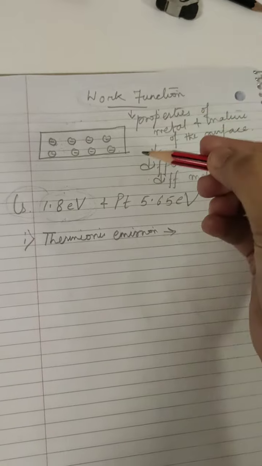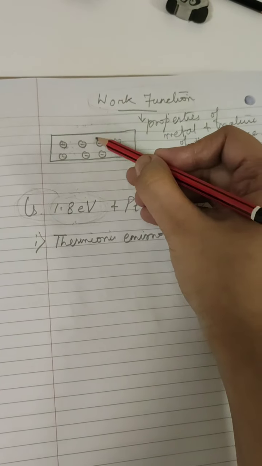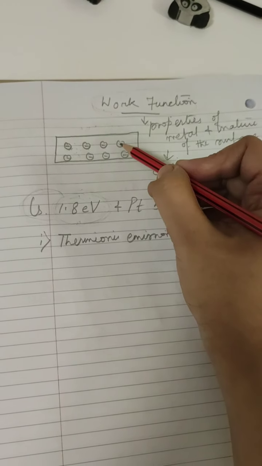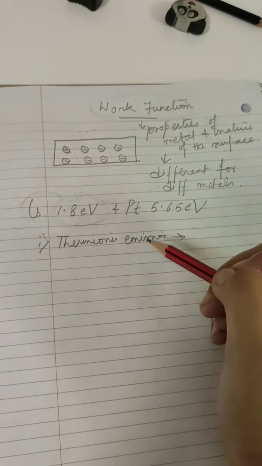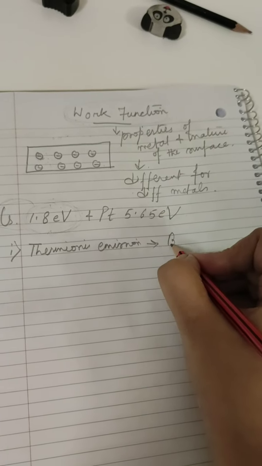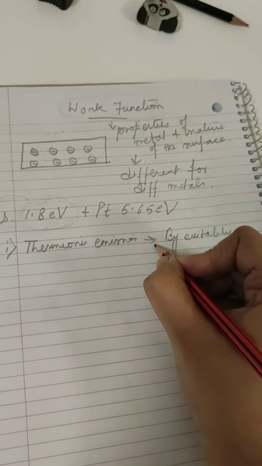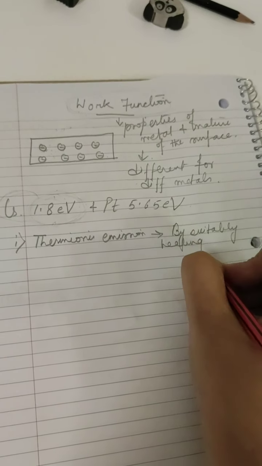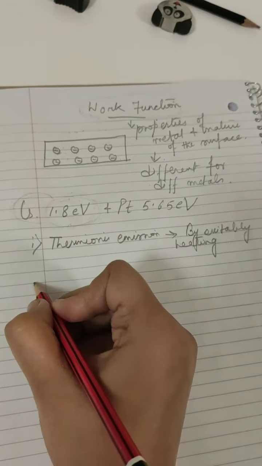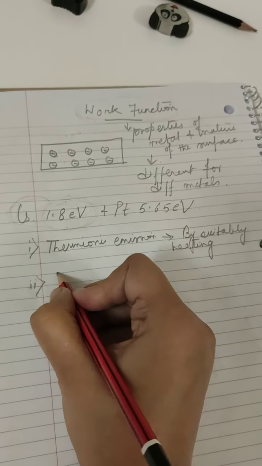Sufficient thermal energy can be imparted to the electrons to eject the electrons from the metal surface. So this is by suitably heating. By suitably heating, certain thermal energy can be imparted to the electrons to eject the electrons from the metal surface.